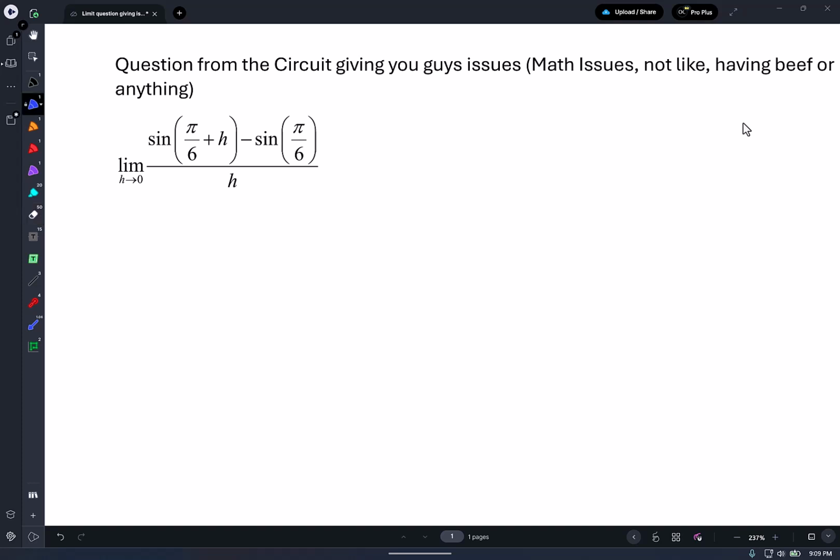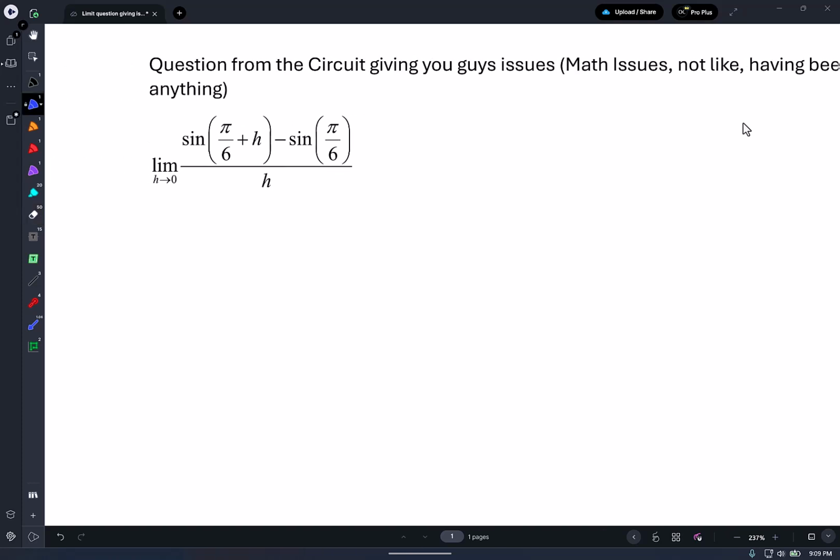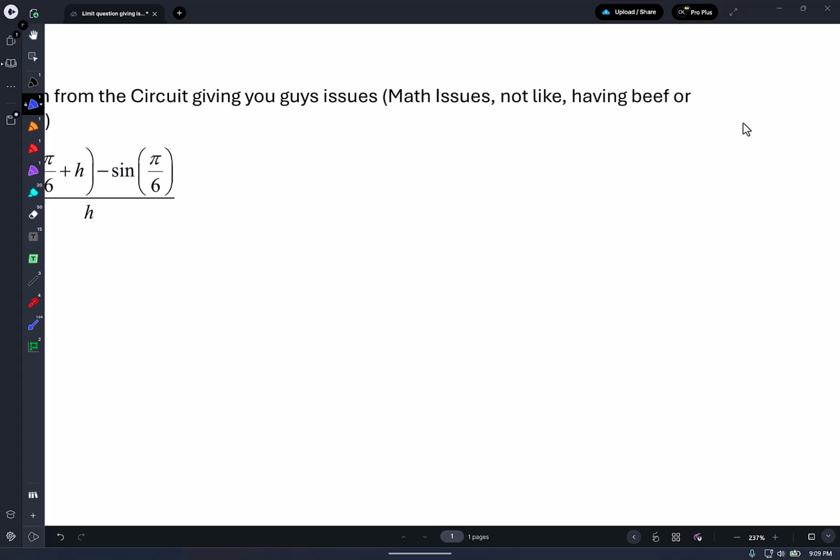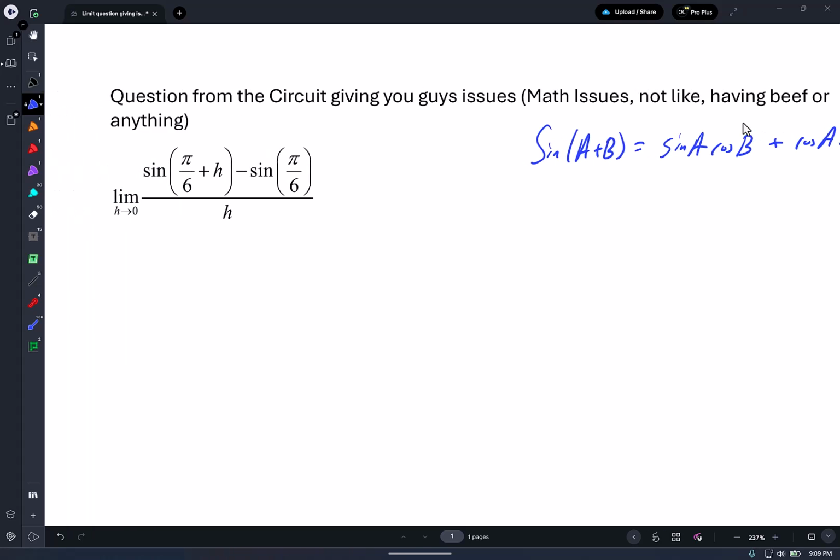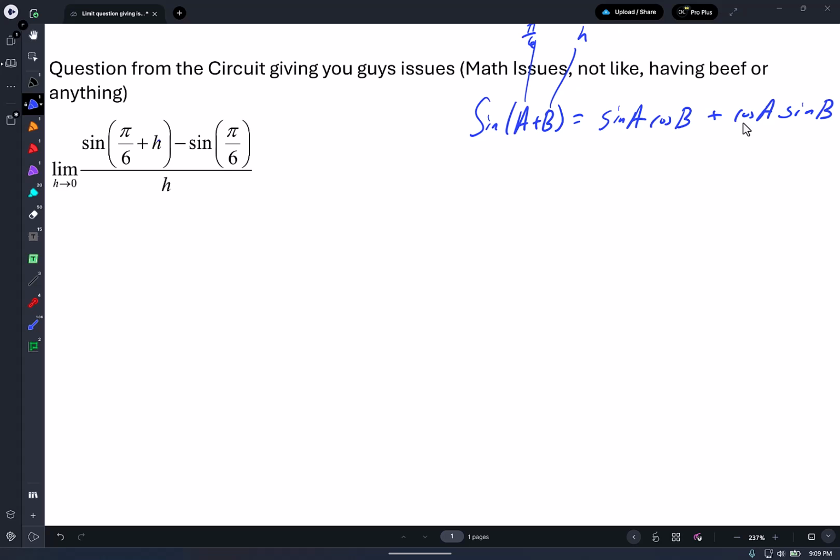We've done composite argument properties in pre-cal. Chop, what are you talking about? Remember when we were in pre-cal and we went over something like sine of A plus B, and we said that this was the same thing as sine A cosine B plus cosine A sine B. Well, that's exactly the property that we're going to use, guys. That pi over 6 is like A, and that h is like B.